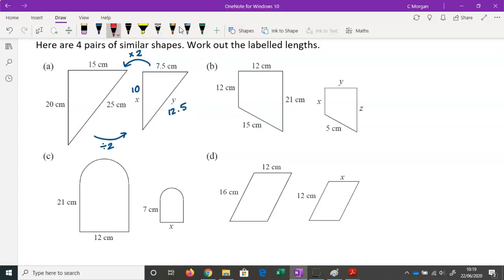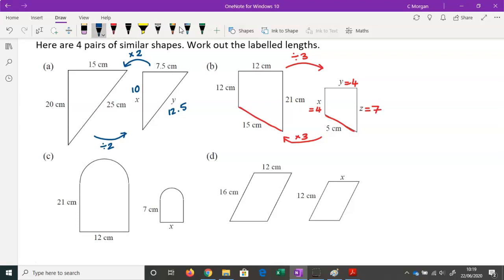On my next pair of shapes, I can see that the length of 5 corresponds to 15. So I know the scale factor of enlargement is going to be 3. So if I'm working in the other direction, I can divide all of my lengths by 3. So I can see that y is going to equal 4, x is going to equal 4, and z is going to be 7.